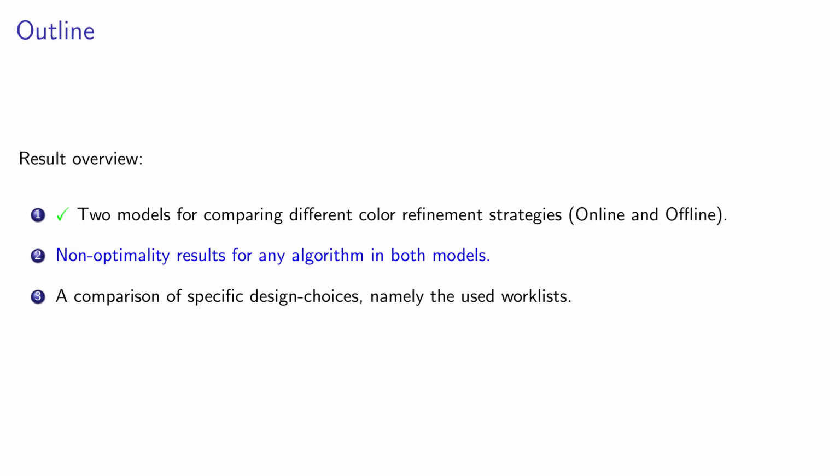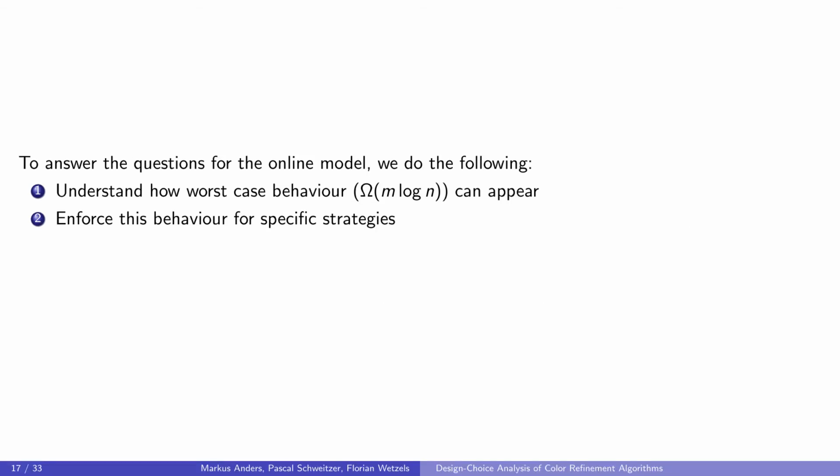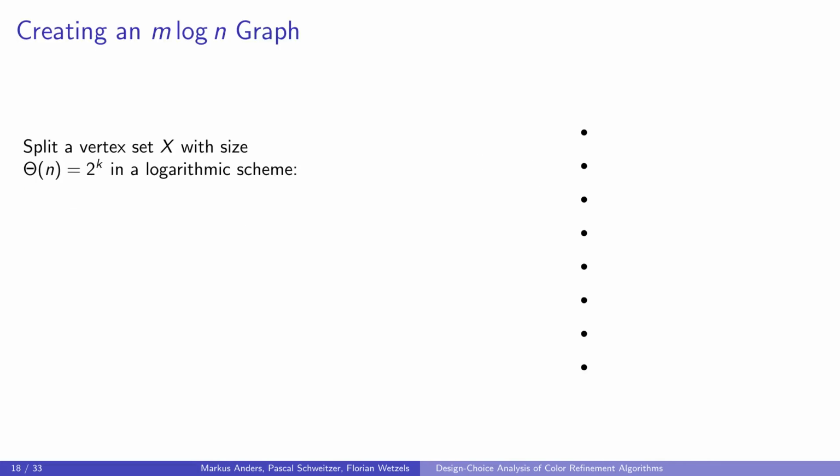optimal solution. To construct adversary graphs for any algorithm within the online model, we first have to understand how the worst-case behavior can actually appear. In a second step, we can then try to enforce this behavior for specific strategies. So we start with the construction of an m-log-n graph.